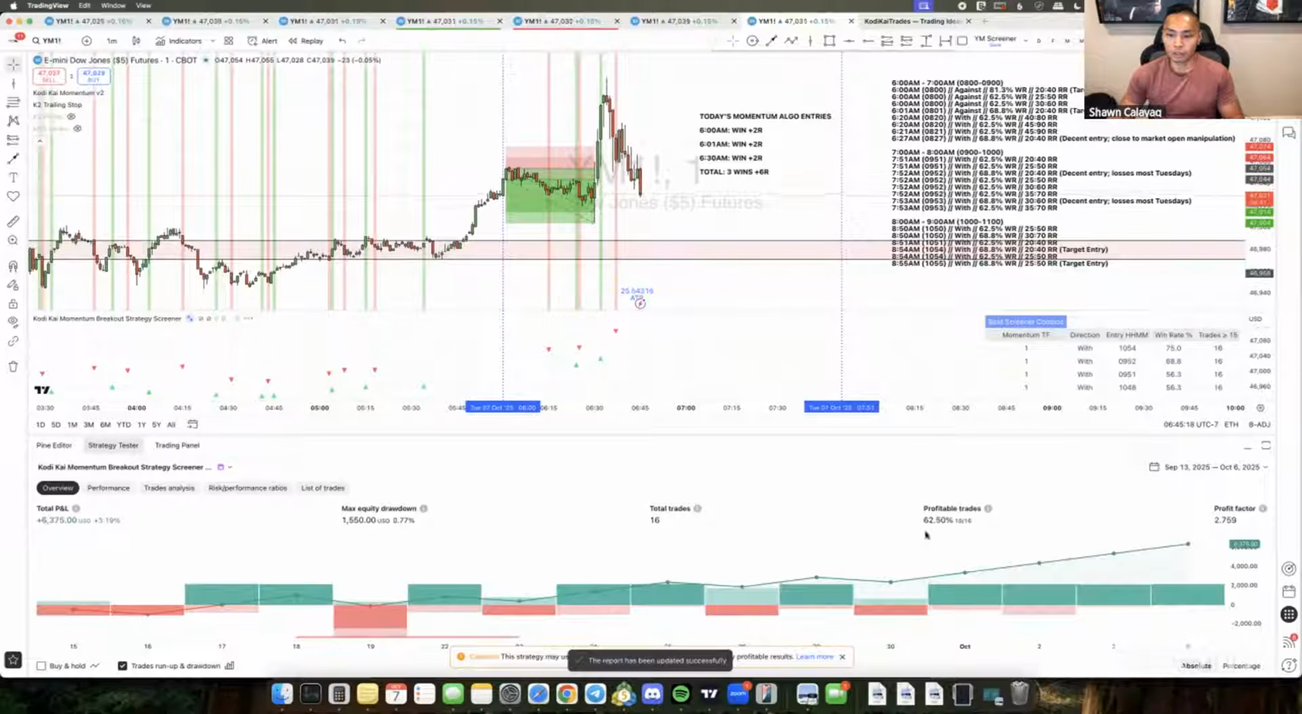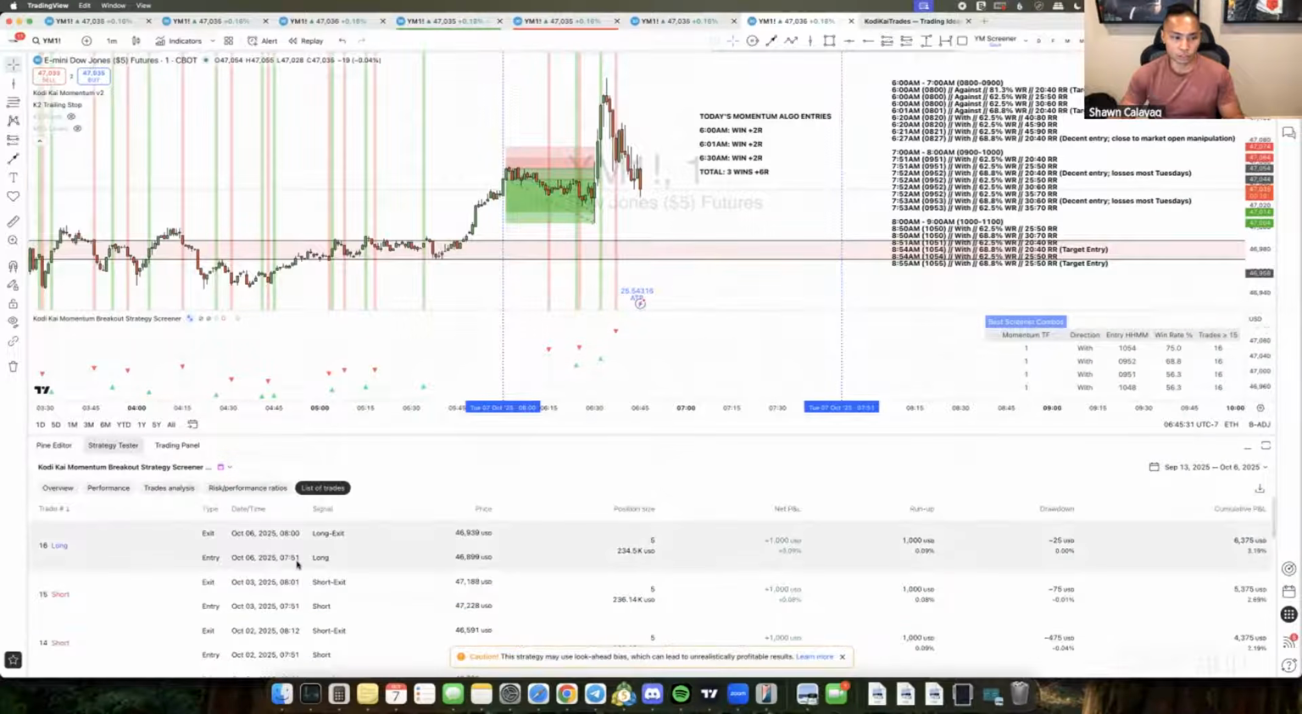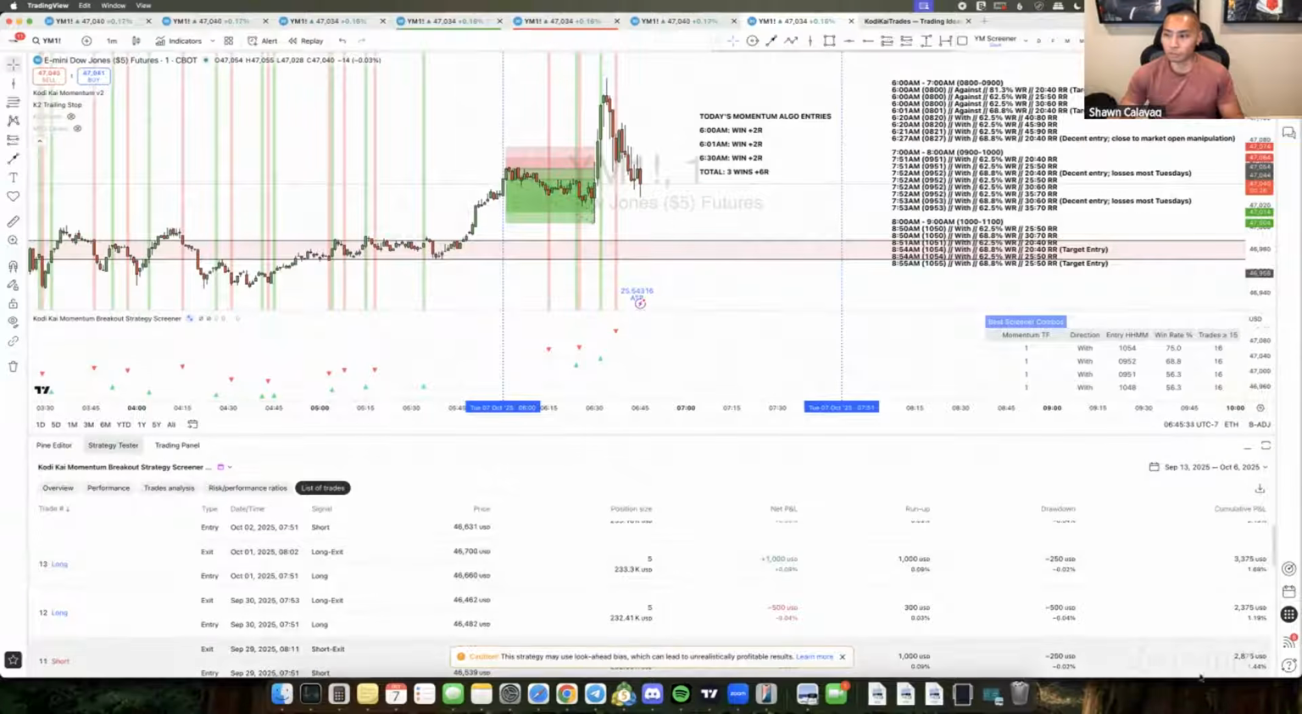And then here goes my algo. It shows that it has a 62.50% probability of hitting. This is out of 16 trading days, so about 2 to 3 weeks. 10 out of the 16 trading days, it hit target. So if I want to look at the list of trades here, I can look down. The most recent Tuesday is September 30th.